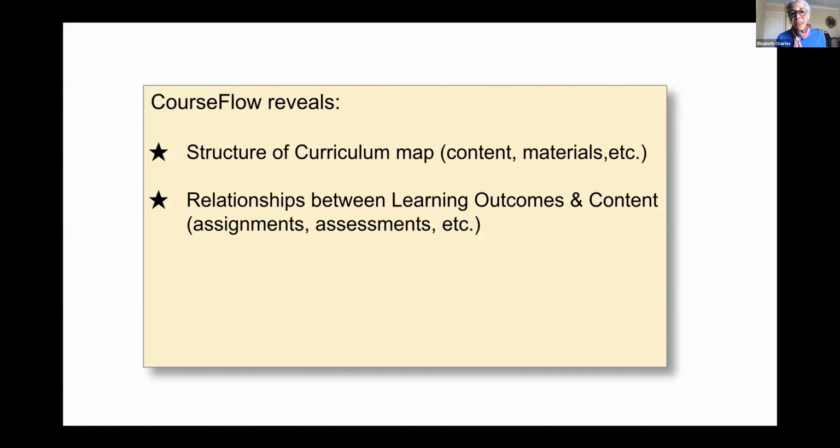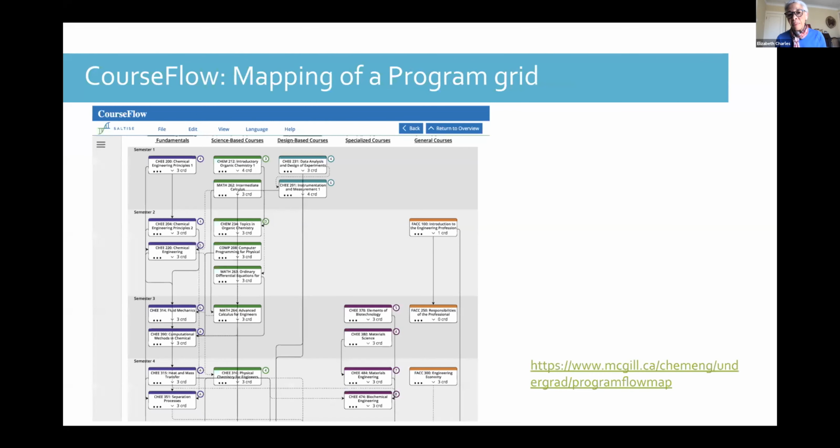So CourseFlow reveals the structure of the curriculum map and the relationships between learning outcomes and content. At the program level, this is what CourseFlow looks like. In this particular case, this is an example from engineering at McGill, one of the engineering departments, chemical engineering. We have mapped out their semesters. There are 6 semesters.